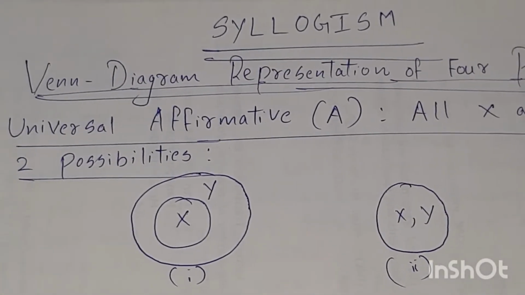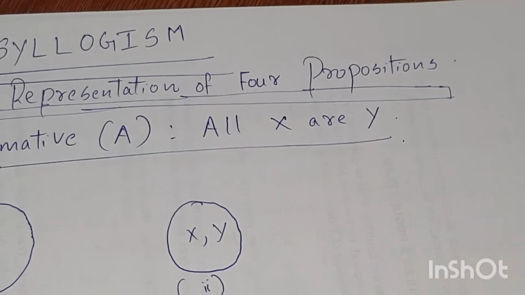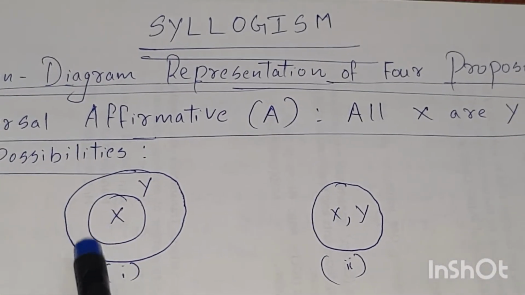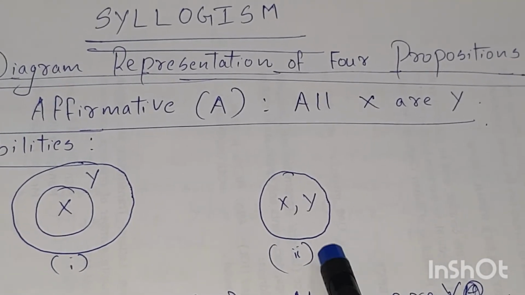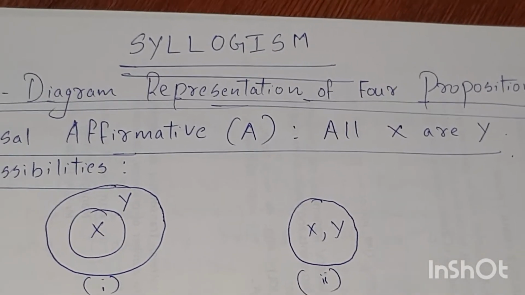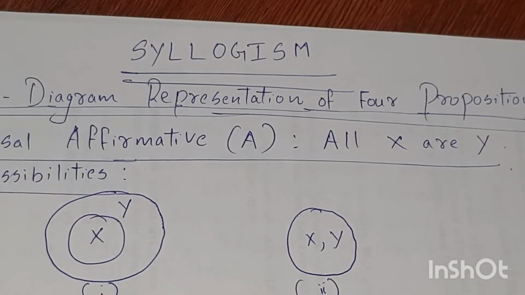In the universal affirmative case, the statement will be like this: all x are y. In that case, there are two possibilities. All x can be y, can be represented using this, and it can also be represented by using this. So we are finding out whether the conclusions are true or not by using Venn diagram representation. It is much better than the other methods.